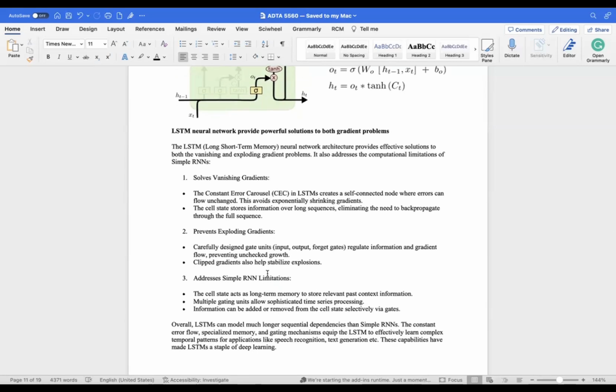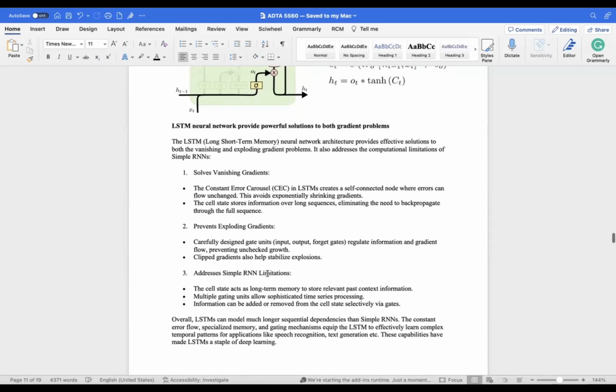And overcoming simple RNN hurdles. The cell state acts as a long-term memory, storing crucial past context. Multiple gating units allow advanced time series processing. Information addition or removal is selective, thanks to the mighty gates.